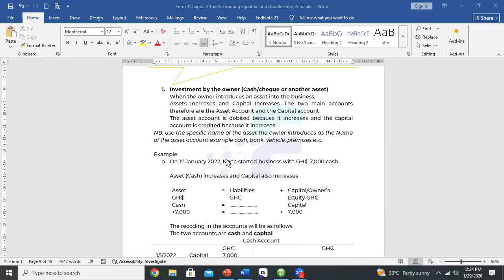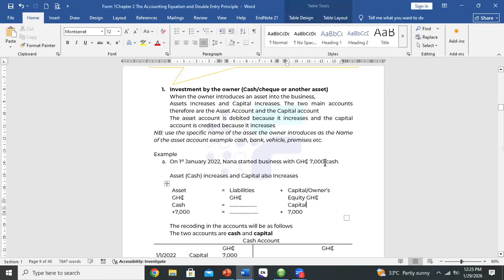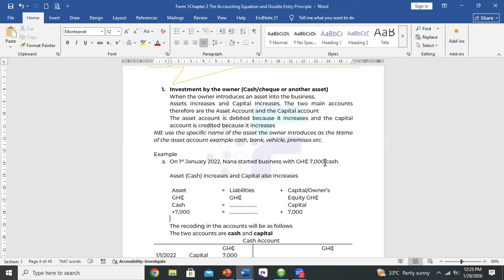Okay. So I have an example here. On 1st January 2022, Nana started business with 7,000 cash. Who will start a business? Is the owner. So here, the owner is starting business with 7,000. What it means is that the owner is making an investment in the business, but it came in the form of what? Cash. So the two elements here are the asset cash and capital.